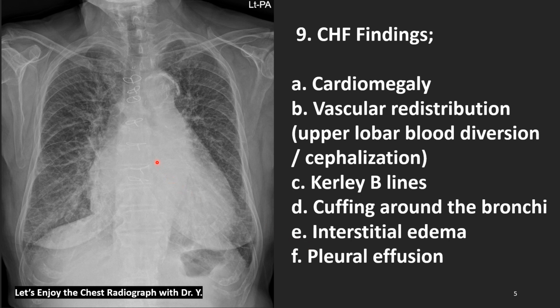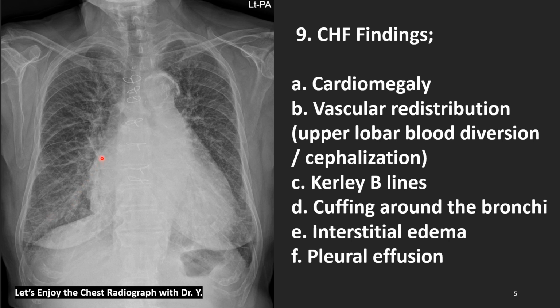This is an older woman's frontal erect chest PA. First, cardiomegaly. The heart is enlarged, CT ratio more than 50%. And second, vascular redistribution, upper lower blood diversion. That means the upper lobe blood vessels are enlarged. We also call it cephalization. And C, Curly's B lines. And D, cuffing around the bronchi.